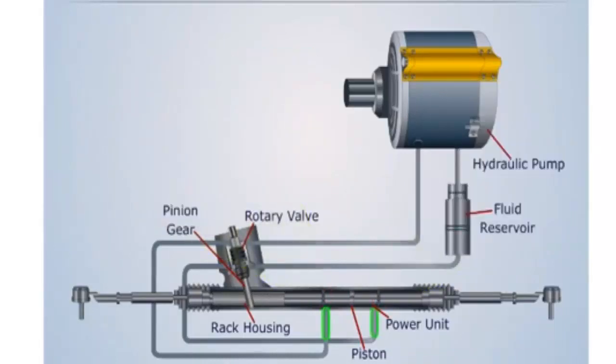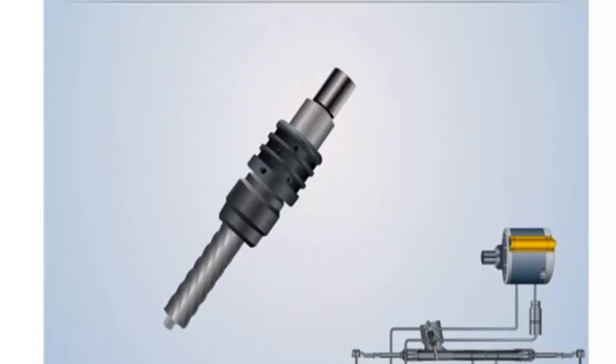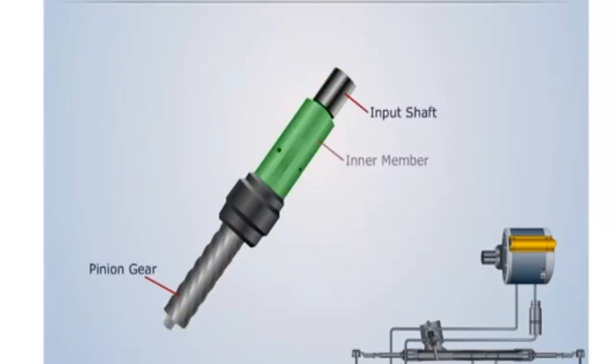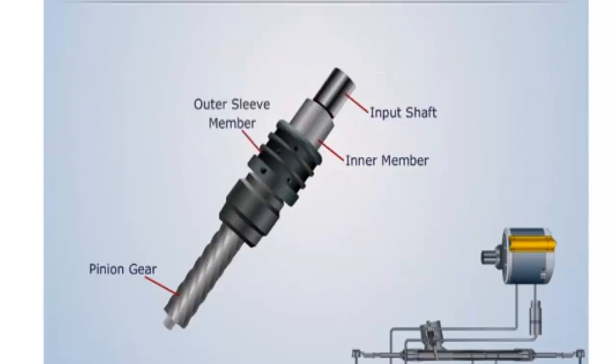A connecting pipe is provided in the cylinder on each side of the piston for inlet and outlet of the fluid on both sides. These connecting pipes are connected at the other end to the rotary valve. The rotary valve is located between the steering gear input shaft and the pinion gear. It consists of an inner member, which forms part of the input shaft, and an outer sleeve member, which is connected to the pinion gear.